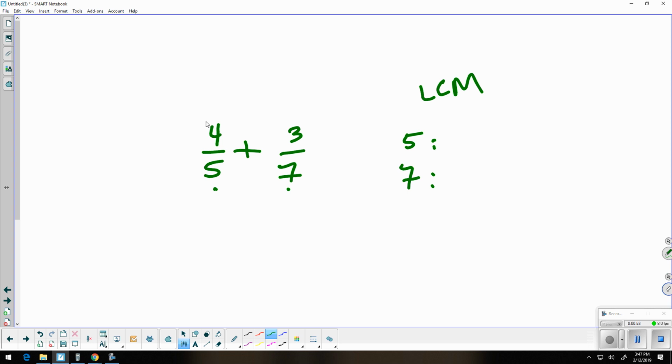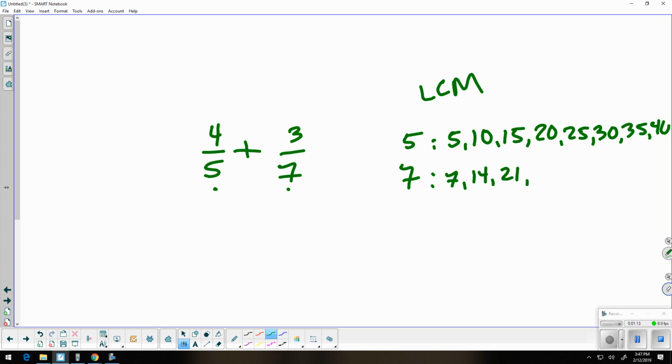So you're thinking multiples, not factors, but multiples. We start listing out the multiples of 5. You have 5 times 1, 5 times 2, 5 times 3, 4, 5, 6, 7, 8, and so on and so forth. And then listing out the multiples of 7, you have 7 times 1, 7 times 2, 7 times 3, 7 times 4, 7 times 5, and I'm going to stop there because I see their LCM. The LCM would be 35.